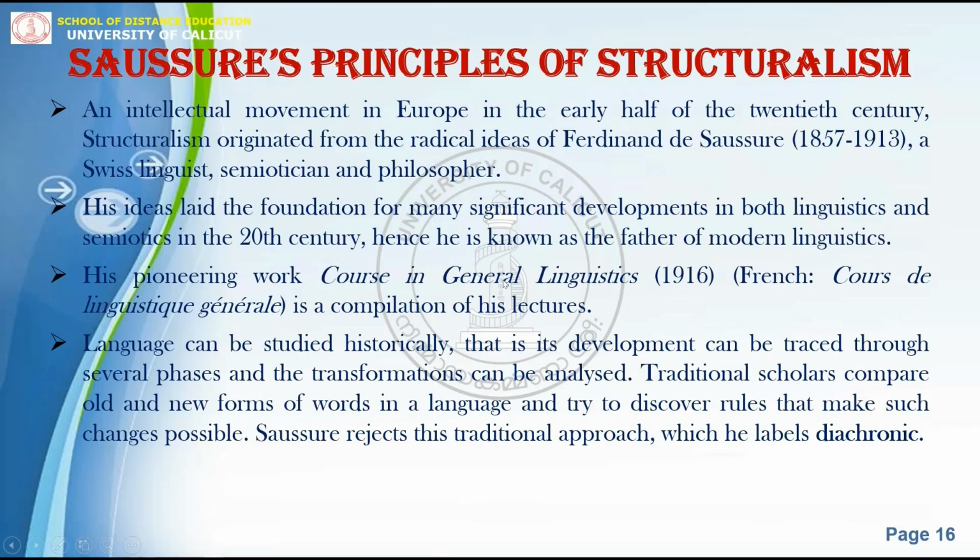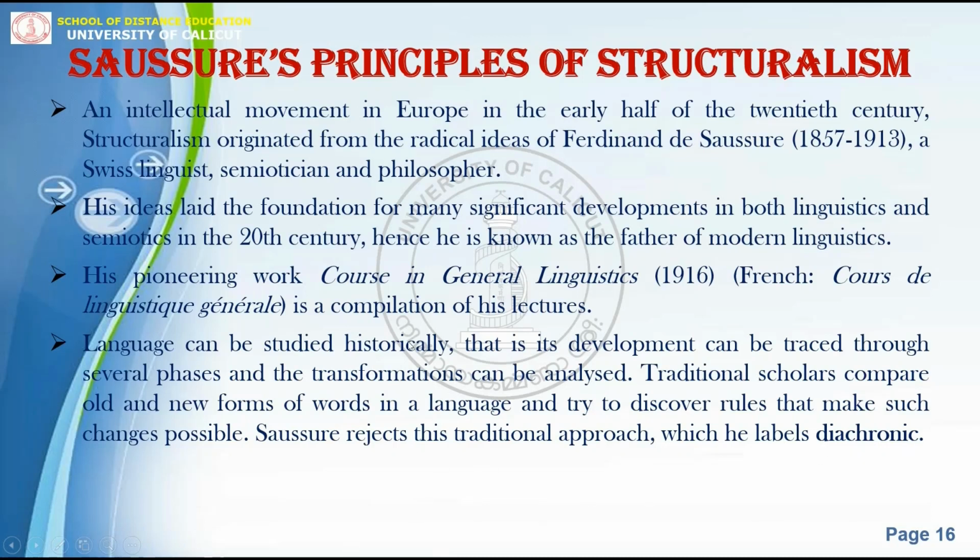And his pioneering work, Course in General Linguistics, which was published in 1916, is a compilation of his lectures made after his death by his students. Then, language can be studied historically, that is, its development can be traced through several phases and the transformations can be analyzed. Now, traditional scholars compare old and new forms of words in a language and try to discover rules that make such change possible. So, Saussure rejects this traditional approach, which he labels diachronic.